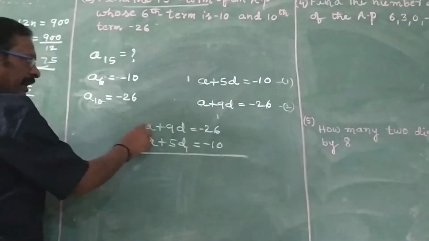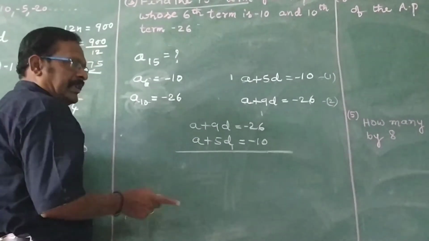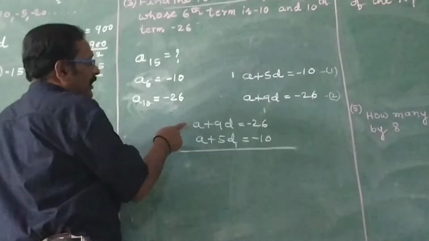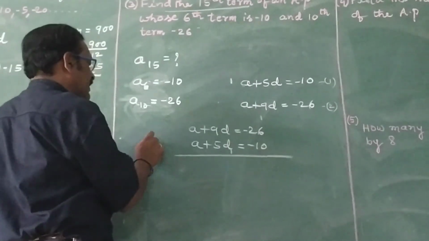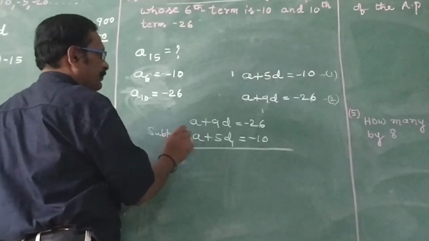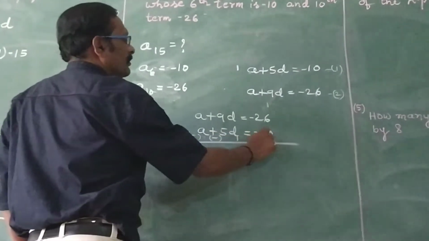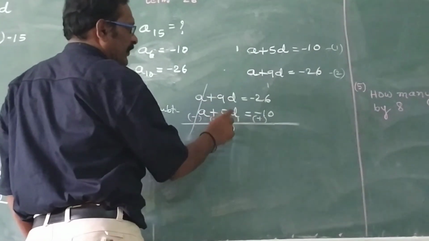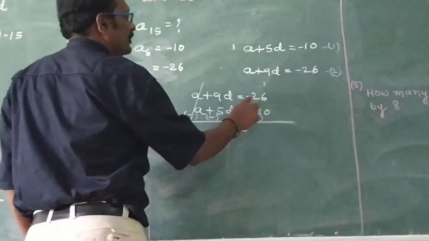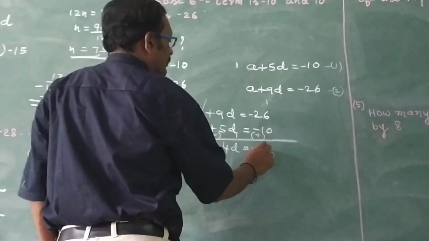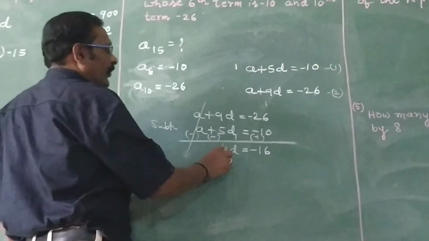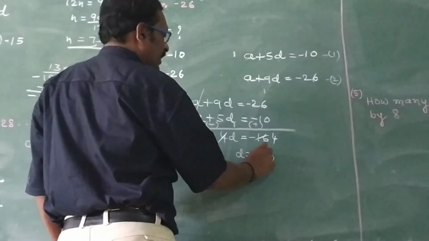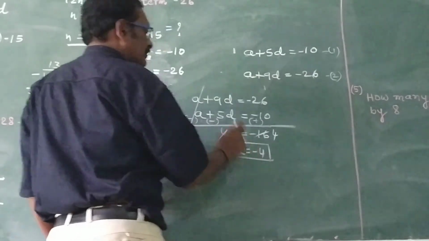Now a and a are the same terms, so when we subtract, they get cancelled. When we subtract, the sign changes: minus becomes plus, and a minus a goes. 9d minus 5d is 4d. And minus 26 plus 10 gives minus 16. So 4 is a factor of 16; 4 fours are 16. So the common difference is minus 4. I got the value of d, the common difference.